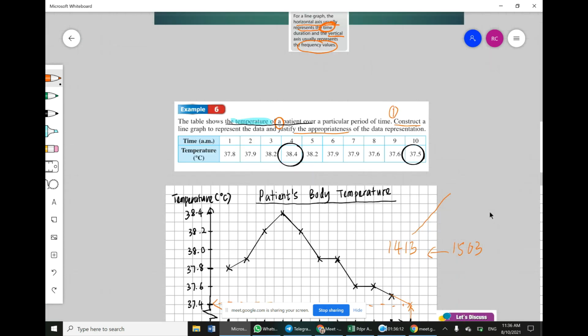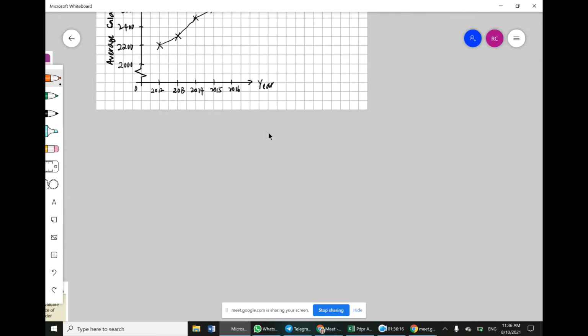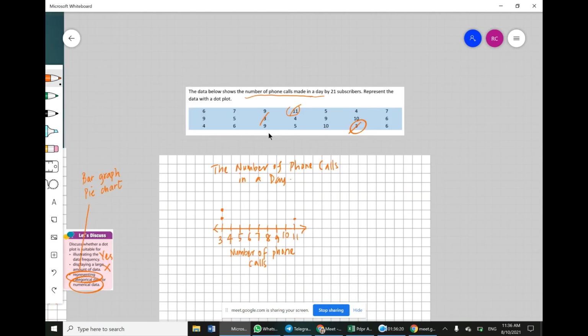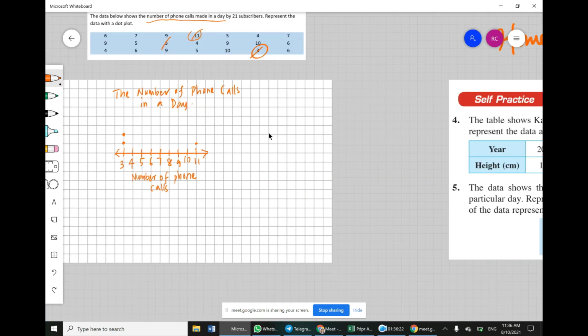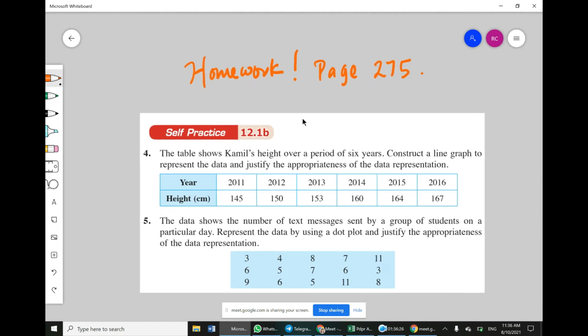Okay, so your exercise for today, you jot it down. You have to turn to page 275. I give you 2 questions over there. This is your homework. Self-practice 12.1b. Question number 4 and number 5. You have to construct a line graph and also the dot plot. These 2, as usual, you send it to the Telegram.